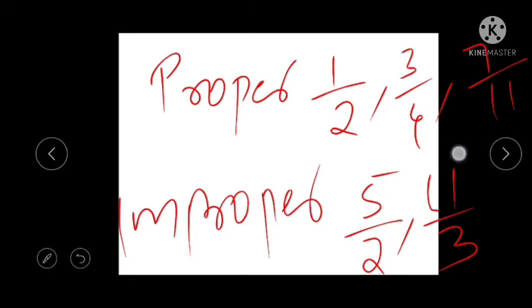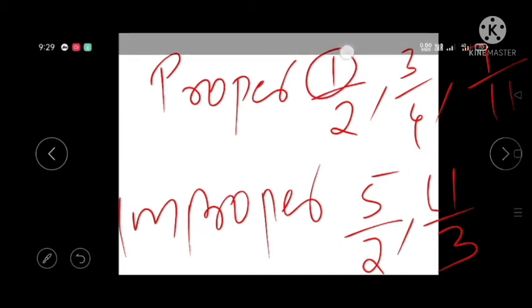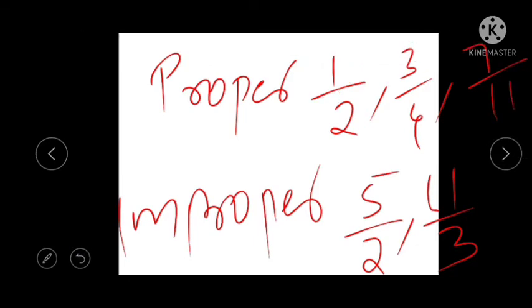If the numerator is greater than the denominator, then they are improper fractions. And if the numerator is less than the denominator, then they are proper fractions.